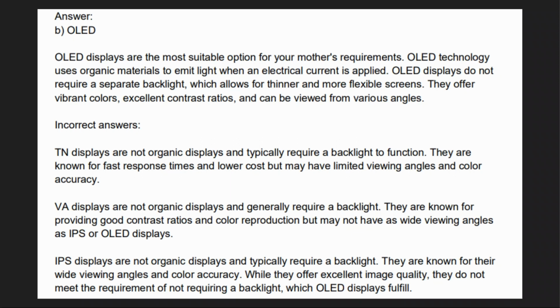VA, which stands for Vertical Alignment displays, are not organic displays and generally require a backlight. They are known for providing good contrast ratios and color reproduction, but may not have as wide viewing angles as IPS or OLED displays. So vertical alignment displays are kind of like the one in the middle, guys. They're the jack of all trades. They're not super fast response time, they're not super amazing color accuracy, but they're a good mix in the middle if you don't necessarily need something that's really good at one thing, but you need one that's good at most things. It can do most things well.